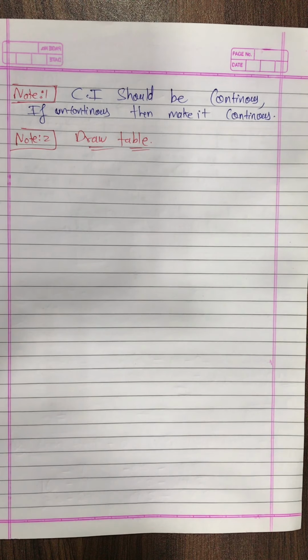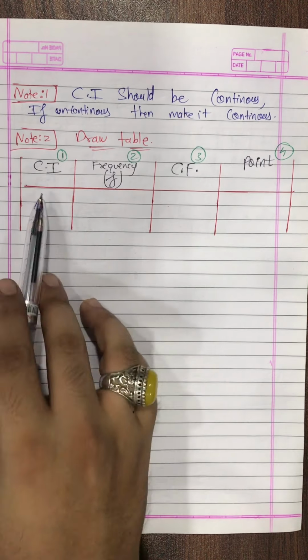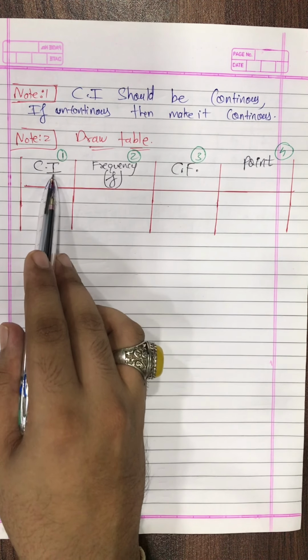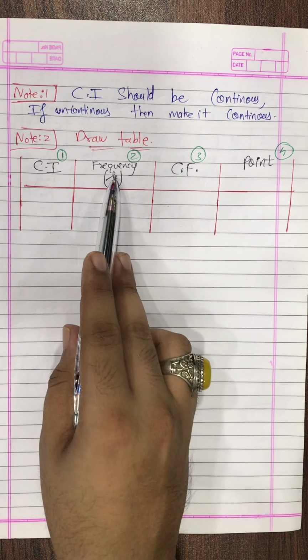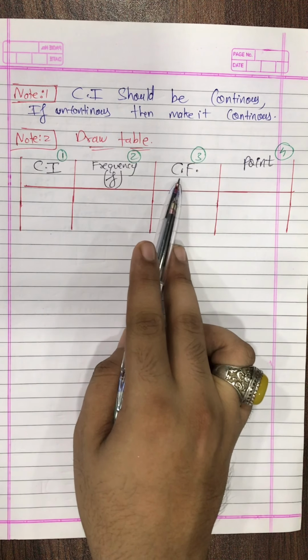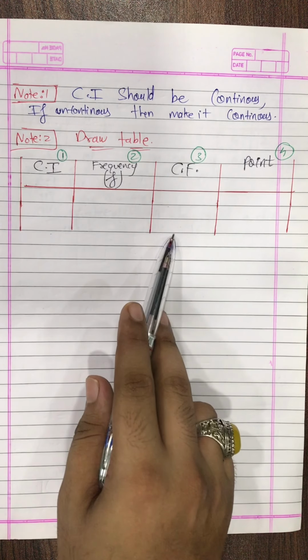Just see on the screen. In the table, there will always be 4 columns. The first column is the class interval, which will be given to you. The second column is the frequency, you just have to copy. The third, cumulative frequency, you need to find, as we did in the tabulated data. You know how to find cumulative frequency.